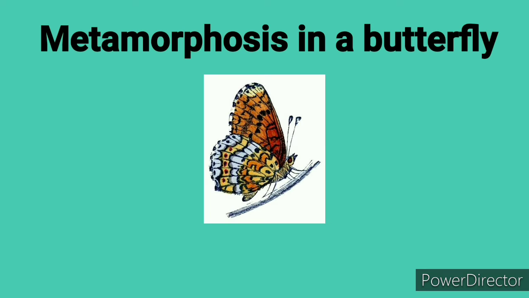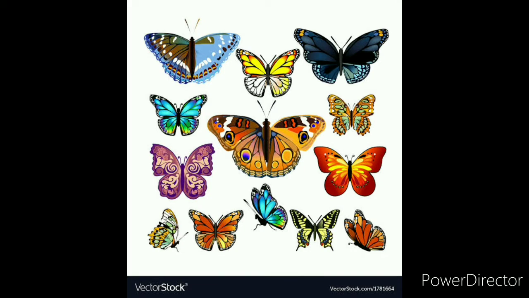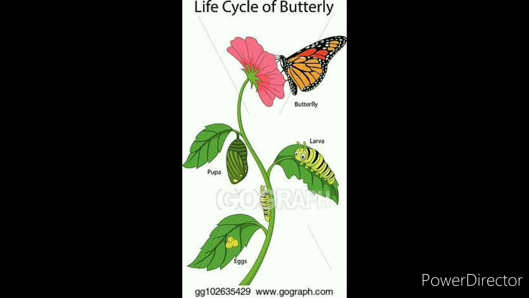Now we will learn metamorphosis in a butterfly. We all love butterflies. They are of various shapes and have beautiful colors. They live among plants. As butterflies grow, they pass through four stages: egg, larva, pupa, and adult.